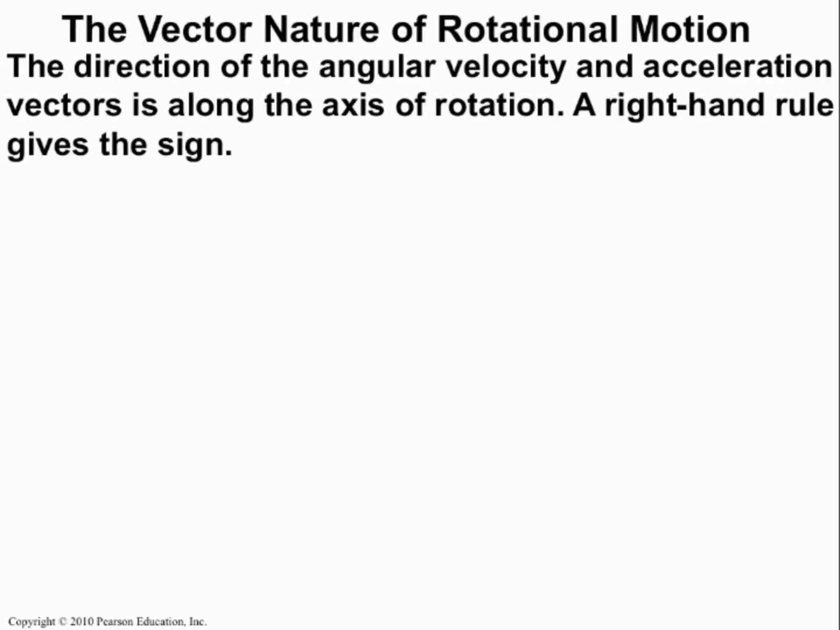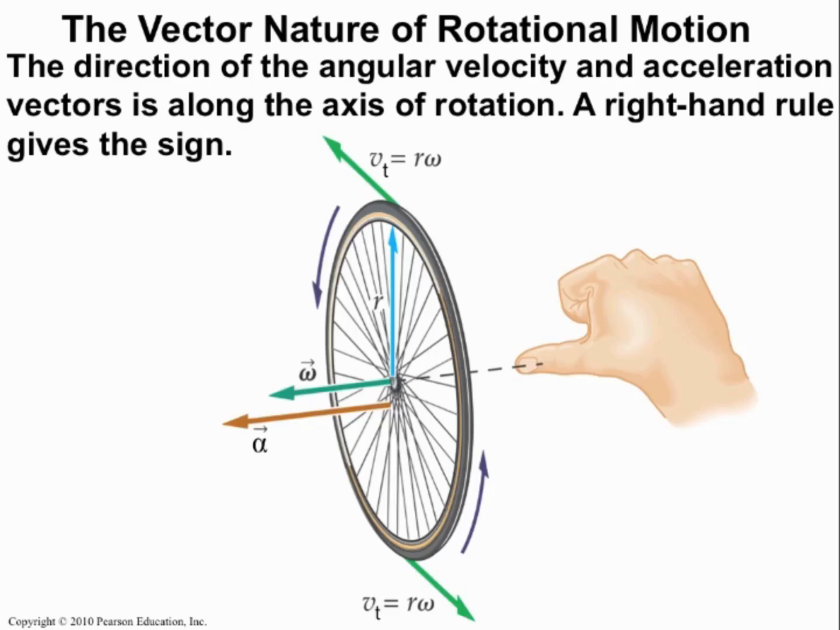All right, the vector nature of rotational motion. The direction of the angular velocity and acceleration vectors is along the axis of rotation. A right-hand rule gives the side. Now, what exactly does this mean? If we look at this image, we can see we've got that wheel, V sub t equals r omega. It has a certain radius. Now, again, this is really just human convention. Since science is a human activity, just as language is, some things depend on human convention and not entirely on logic. But there is some kind of logic to this.